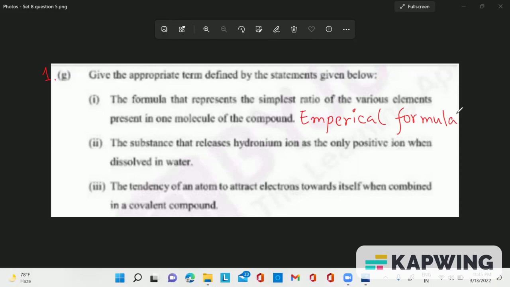My second is the substance that releases hydronium ion as the only positive ion when dissolved in water. So this question is very easy. It is none other than acids. Now let's go to the next one. The tendency of an atom to attract electrons towards itself when combined in a covalent compound. Okay, so basically it's a tendency to attract electrons. The appropriate term will be electronegativity.